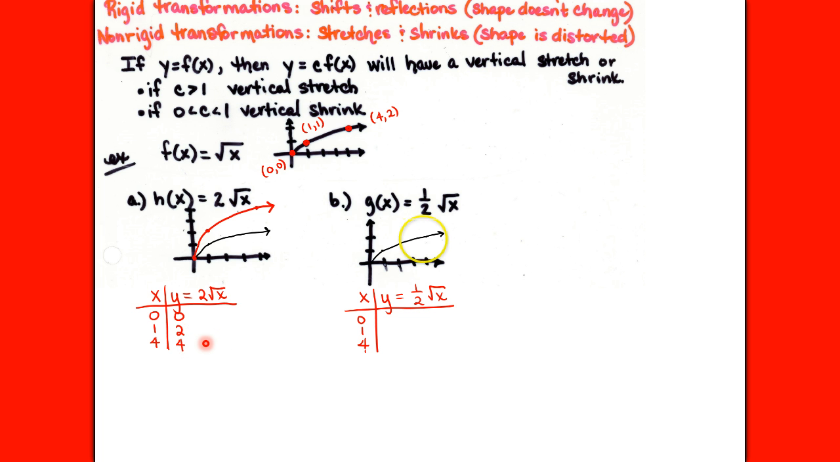So what do you think is going to happen over here if we throw 1/2 out in front of this thing? Yeah, half as high, right. That's a vertical shrink. Where, again, I could make an XY chart if I want to, but every one of those values is just going to end up being half of what they were before. And if I sketch that graph, sure enough, it just goes half as high as it was going before. That's a vertical shrink.